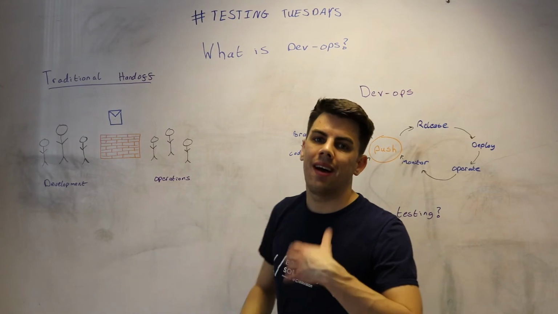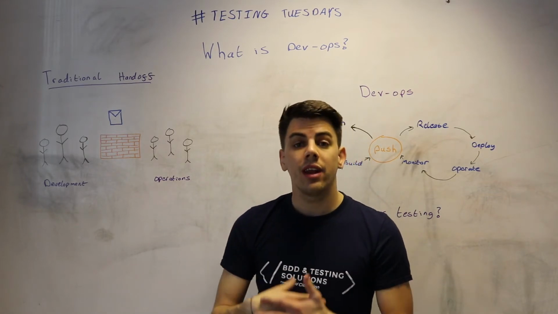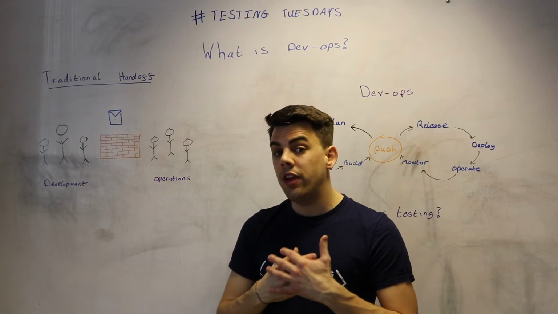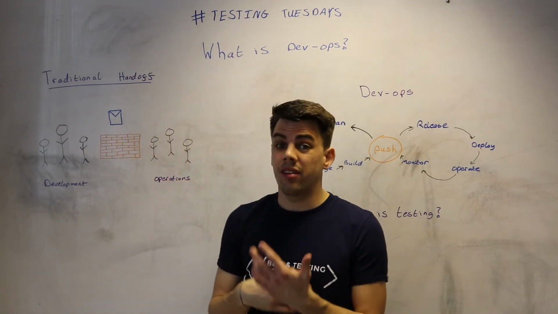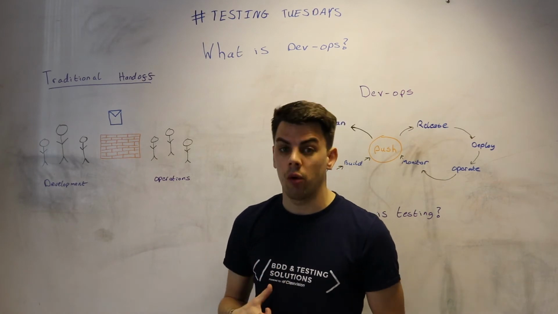And operations are going to plan the release and plan the deploy. But if there are any problems and there needs to be feedback back to the development team, then they have to throw that back over the wall. This process can take days, it can take weeks, and it's very slow.